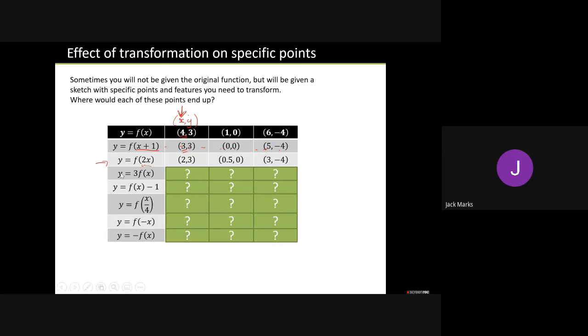And revealing answers. So outside the function means affecting the y coordinate, multiplying by 3. So 4, 9, 1, 0. Okay, notice y is 0 already, so this point is invariant. 6, minus 12. Outside of the function, reduce the y by 1. Inside the function, multiply the x by 4.